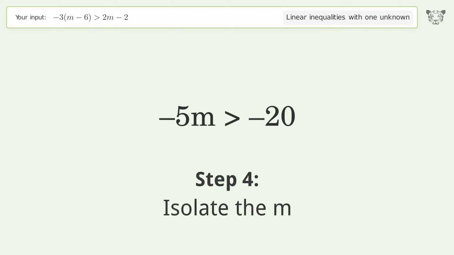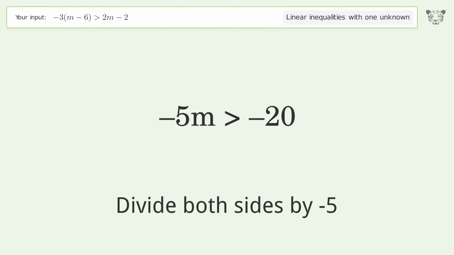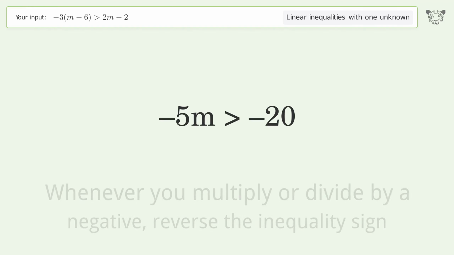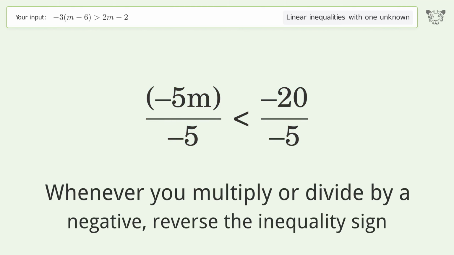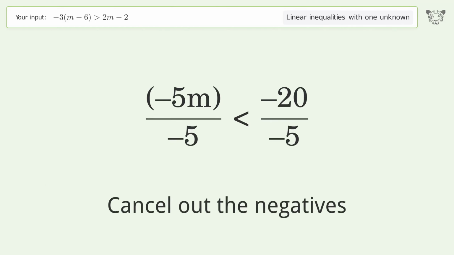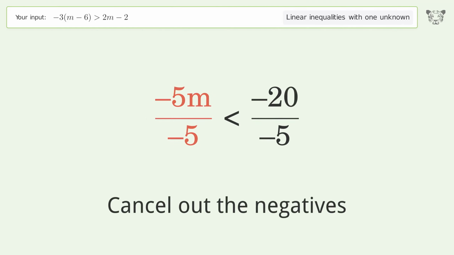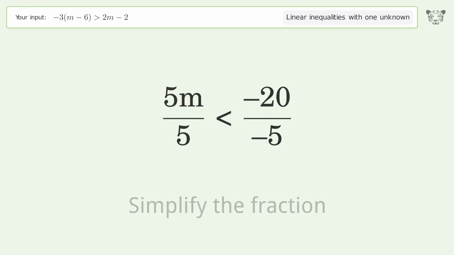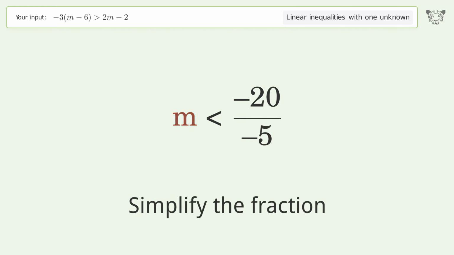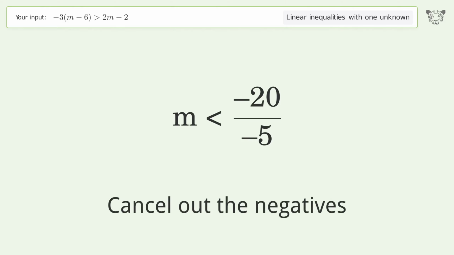Isolate the m. Divide both sides by -5. Whenever you multiply or divide by a negative, reverse the inequality sign. Cancel out the negatives. Simplify the fraction. Cancel out the negatives.